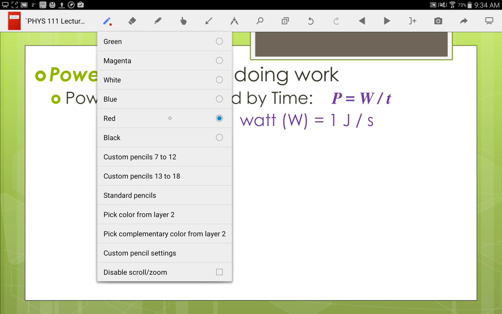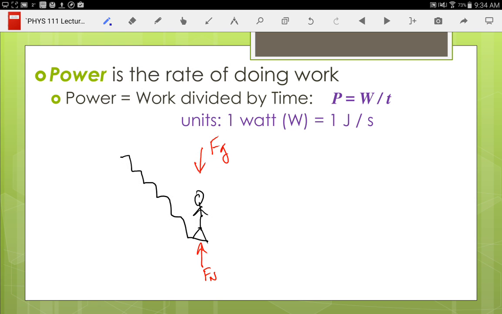So let me change colors here. What were you putting a force on? Okay, what direction? Well, you were pushing down on the stairs. And I'm going to call that force of the legs, because the legs are pushing down on the stairs. And so that's an equal and opposite force to the force normal.